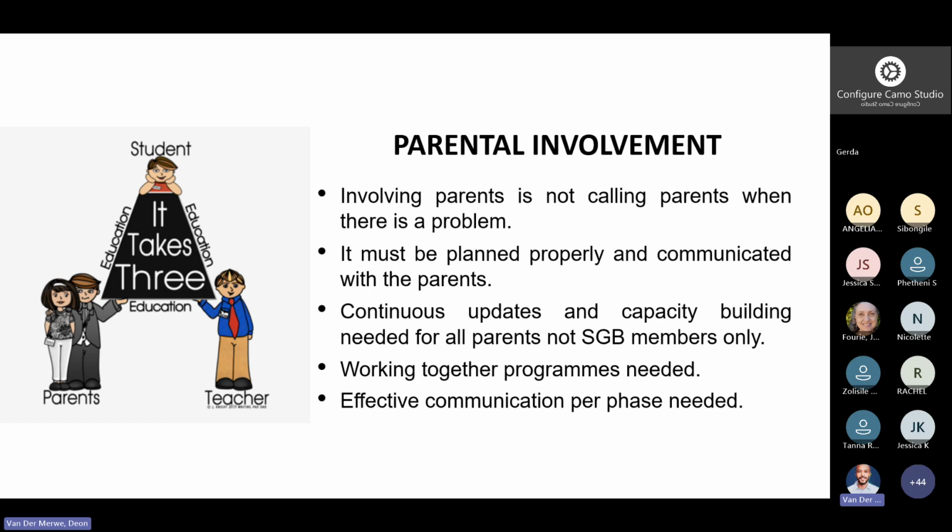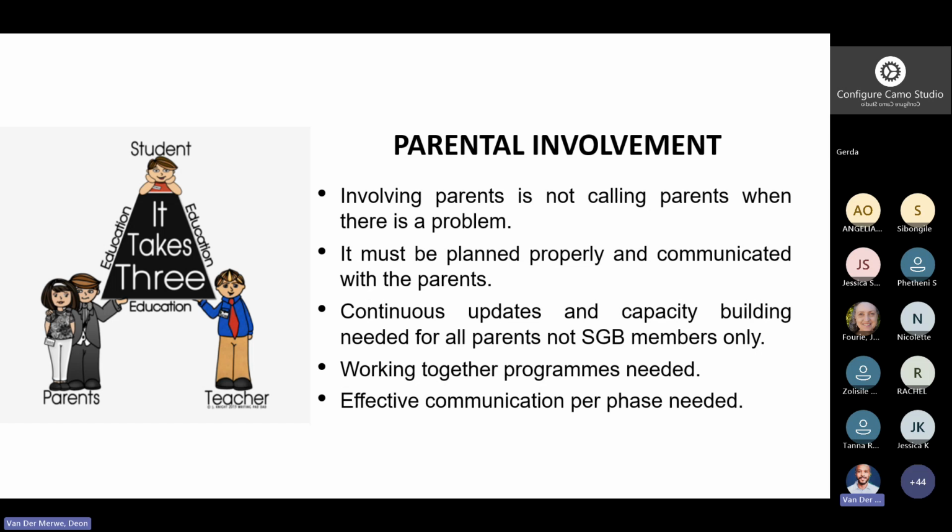And then also it must be planned properly and communicated with the parents. It is important that communication remains open throughout this entire process with the parents and that communication is clear. Parents know what to expect and parents know what you expect of them. And then also continuous updates and capacity building is needed for all parents, not just SGB members, right?